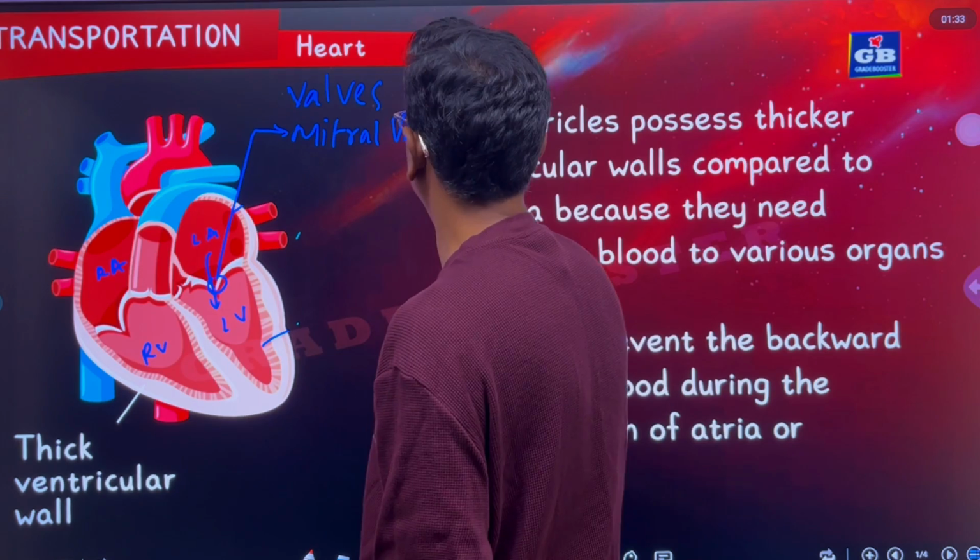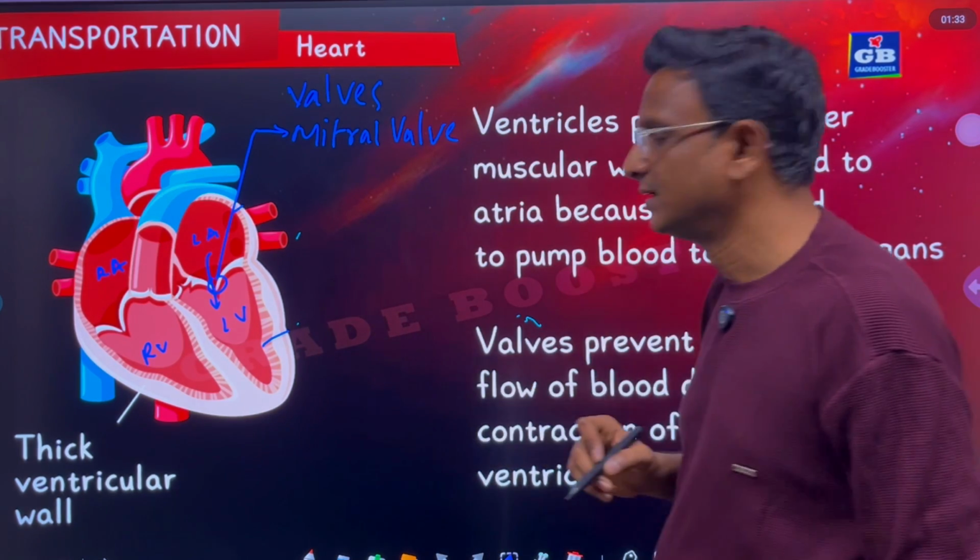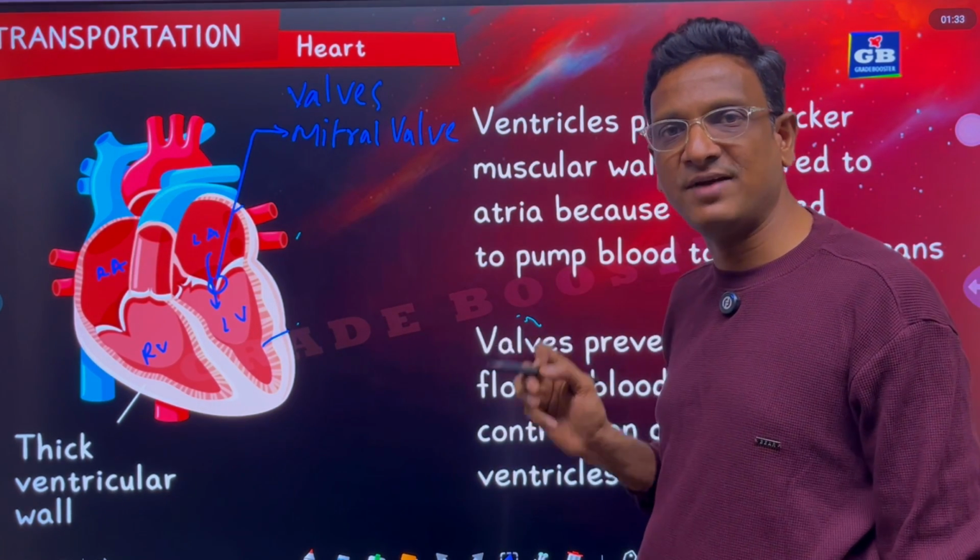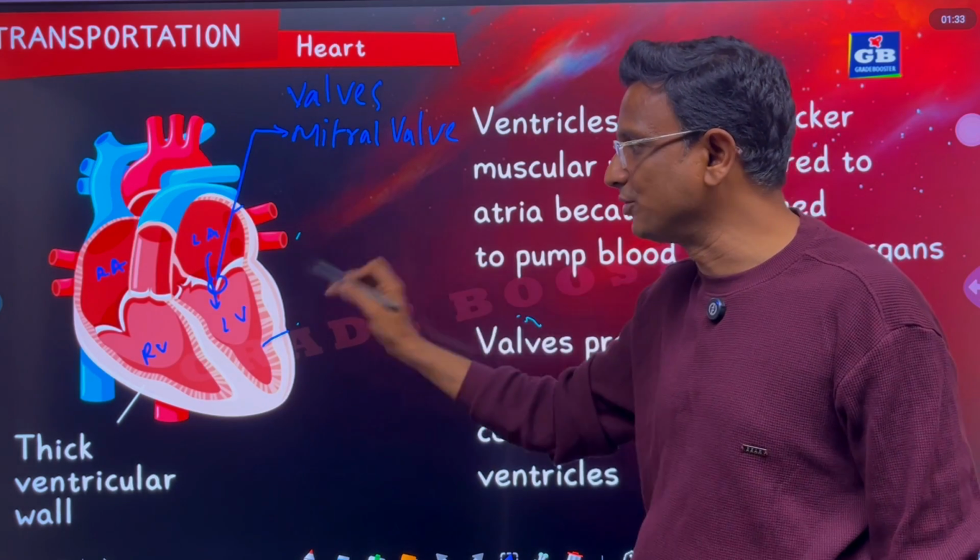Mitral valve. And what is the function of the mitral valve? Allowing the blood to flow from left atria to left ventricle.